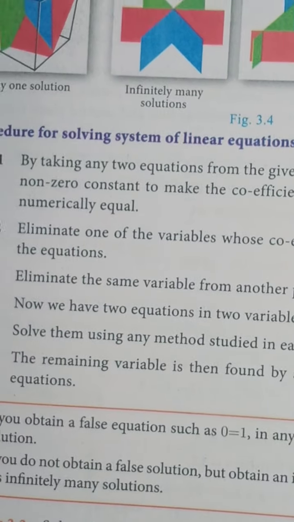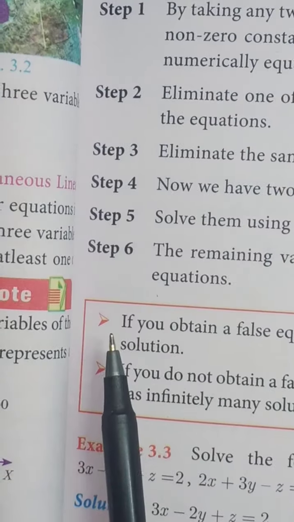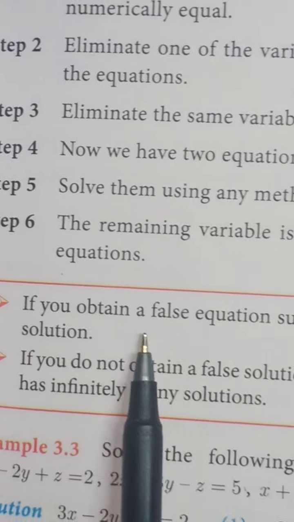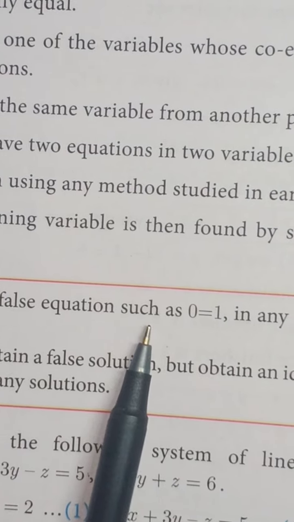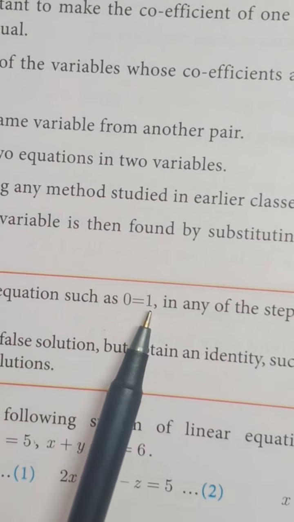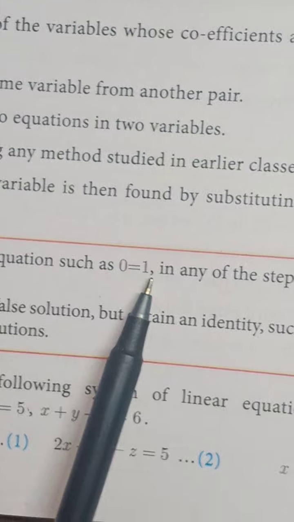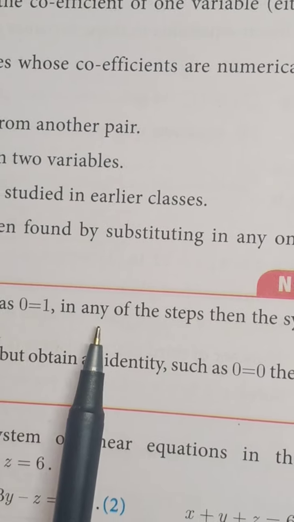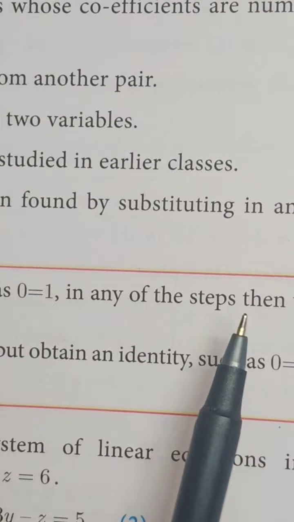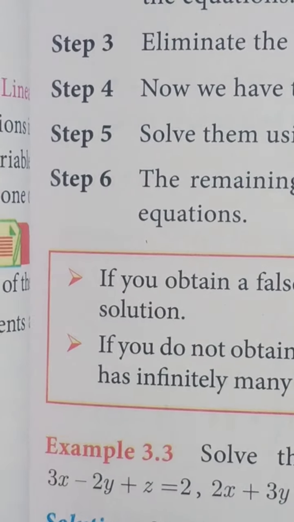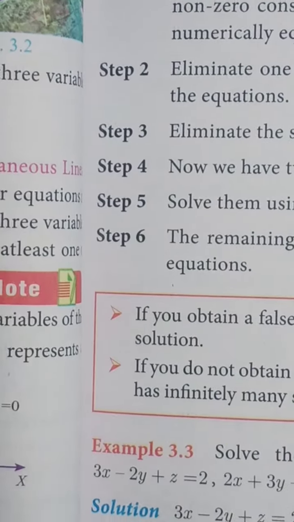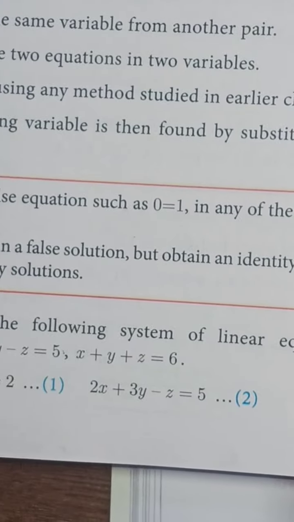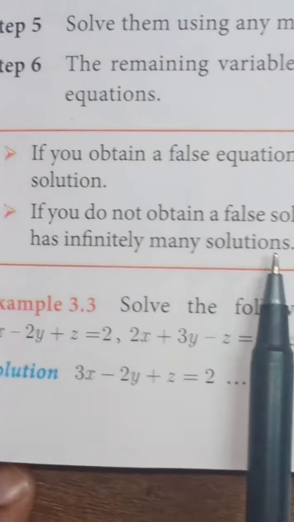Now, very important note. First one, if you obtain a false equation such as 0 equals 1, 0 equals any constant. So only example given 0 equals 1. It can be any number. If 0 equals any constant in any of the steps, then the system has no solution. Suppose if you are getting 0 equals 0, such identity if you get, the system has infinitely many solutions.